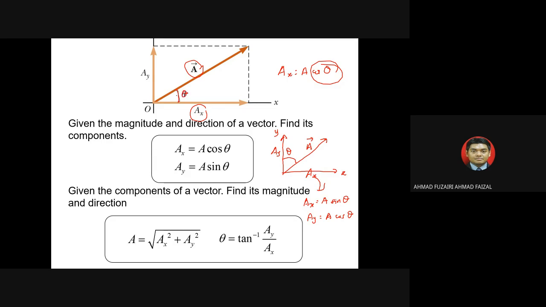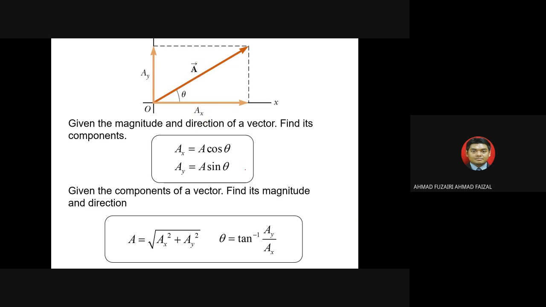But not always, in associate level or maybe university level, sometimes the angle is here. Then the earlier formula is already wrong. So you need to differentiate between the situations. But apart from that, we can calculate the magnitude.